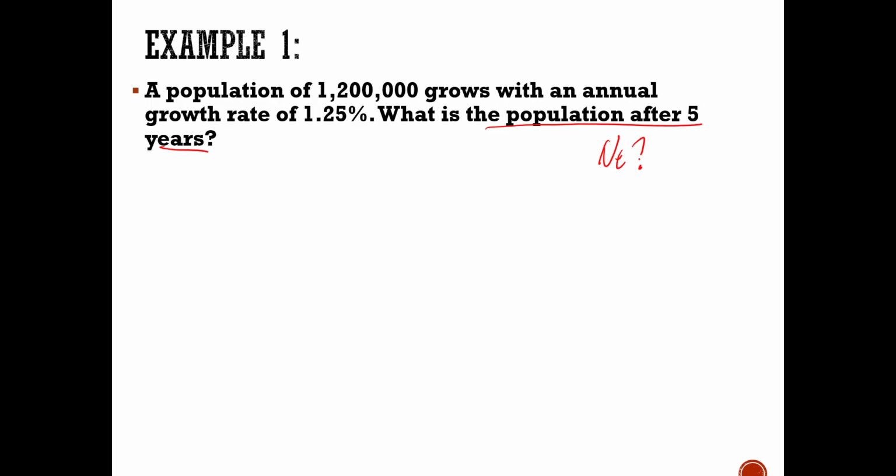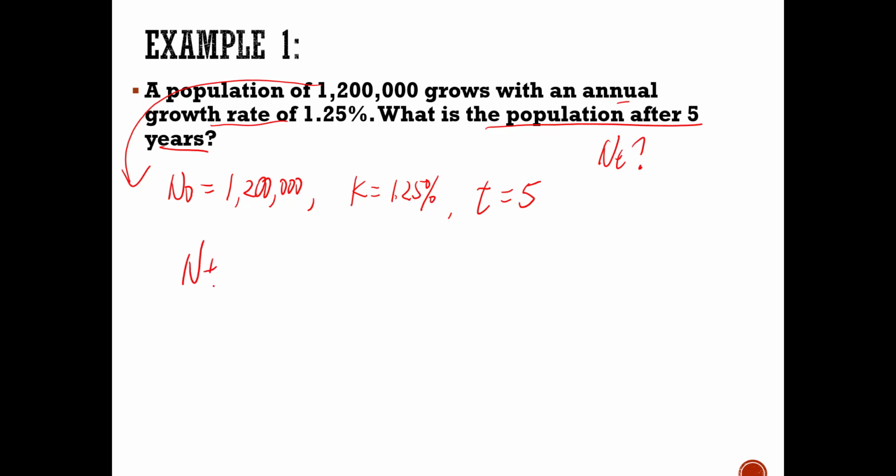Now what's given here is 1.2 million. This is what we call N0, initial population. Okay, so 1,200,000. We're also given the annual growth rate, k, at 1.25%. And then we also know time t, that's 5 years. So it's after 5 years. Now in the formula we have actually 4 variables. If you know any 3 variables, we'll be able to solve for the missing one. So here N(t) equal to N0 times e to the kt.